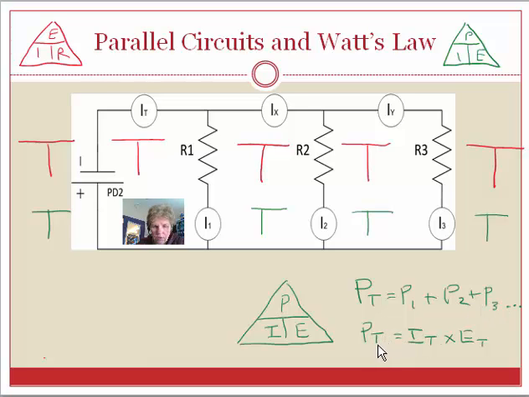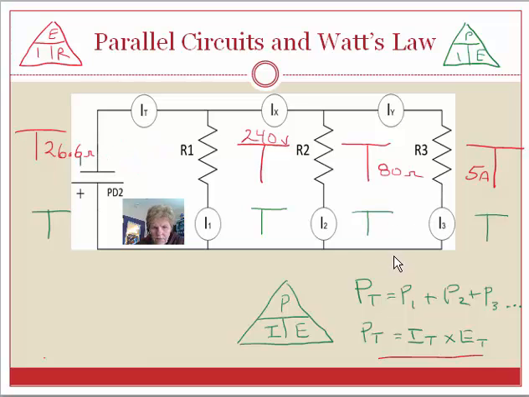And we could also use P total equals I total times E total. Notice that the subs for this are the same. So P total equals I total times E total. And if I was to look for watts for R1, for example, then I would want to use the subs for R1, so it would be P1 equals I1 times E1. Let's throw some values in here.